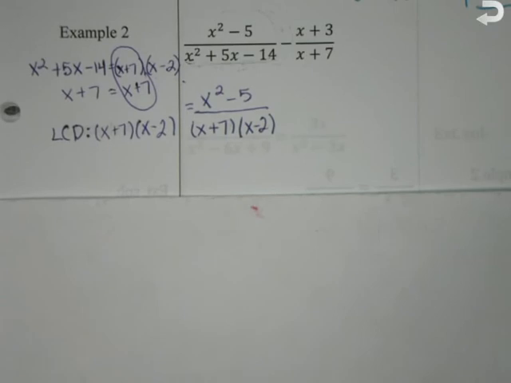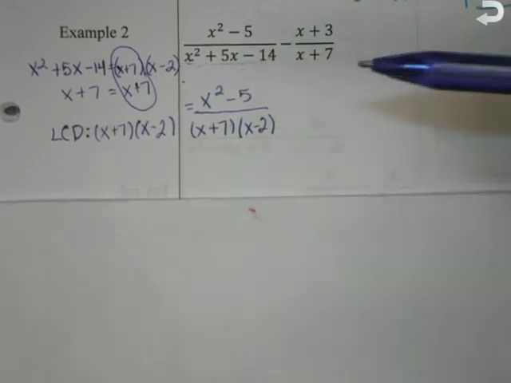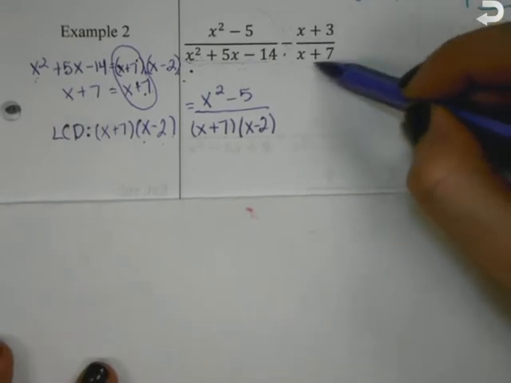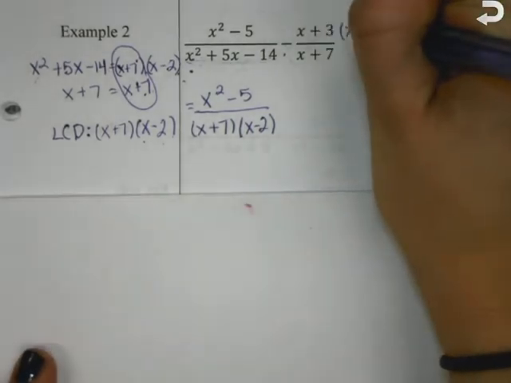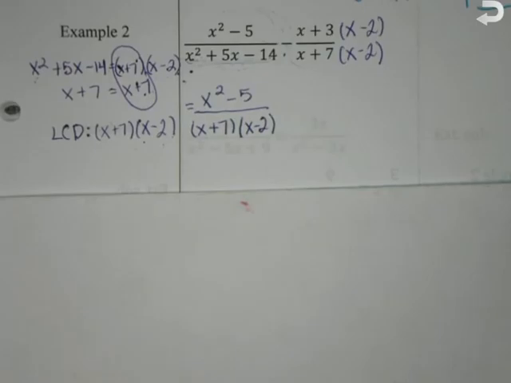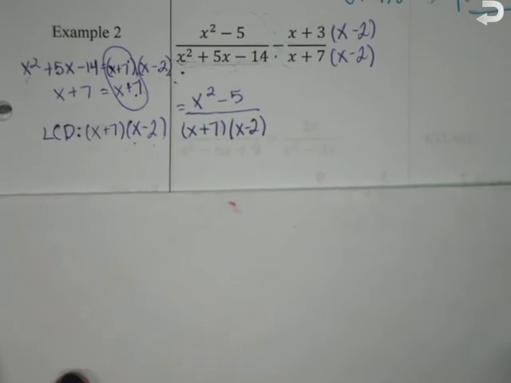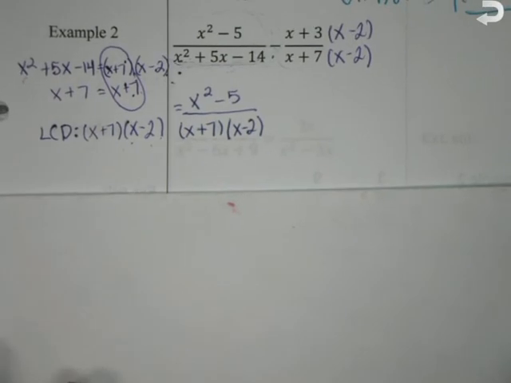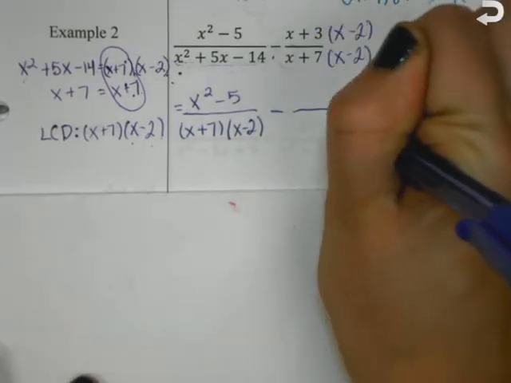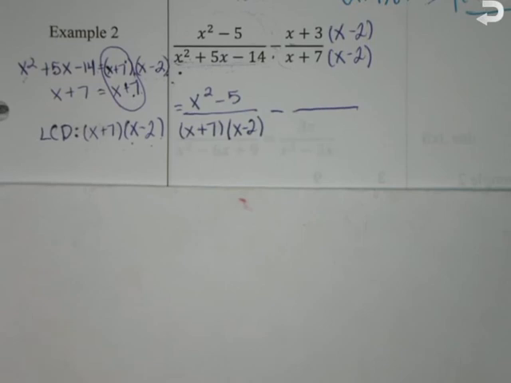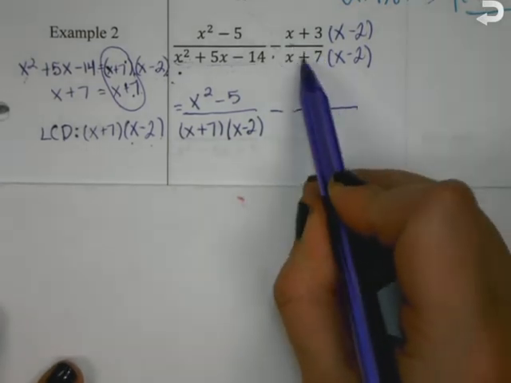Okay, but this one has only part of it. What part of the LCD is it missing? The x minus 2 part. So multiply the top and bottom by x minus 2. Okay. So, in our numerator, this is going to be minus. Okay, minus. This now has the common denominator of x plus 7 times x minus 2.